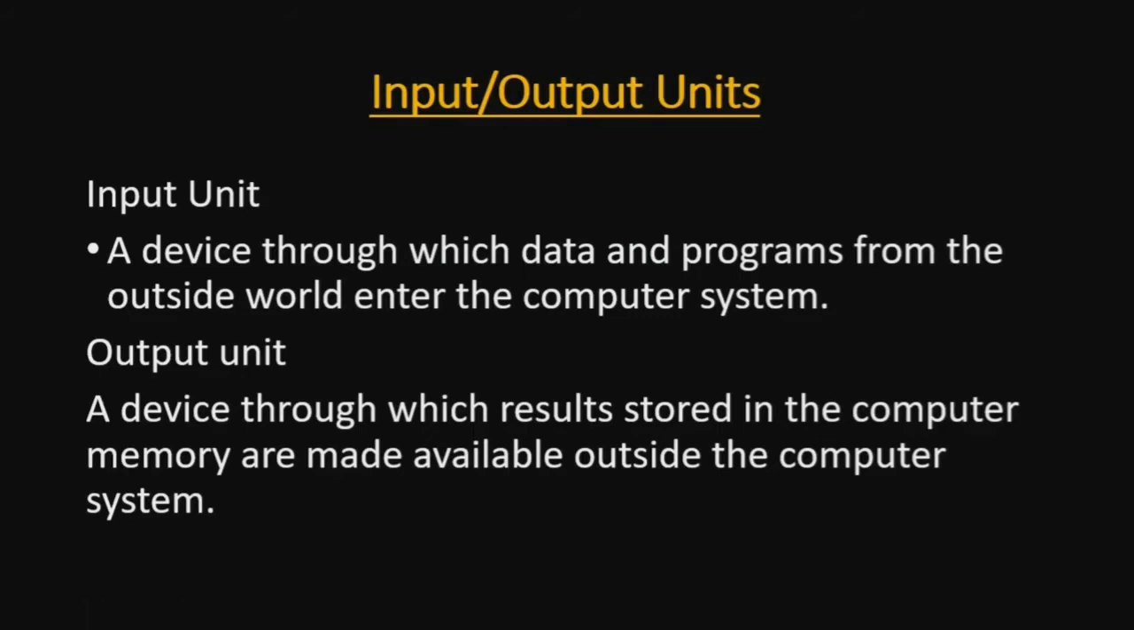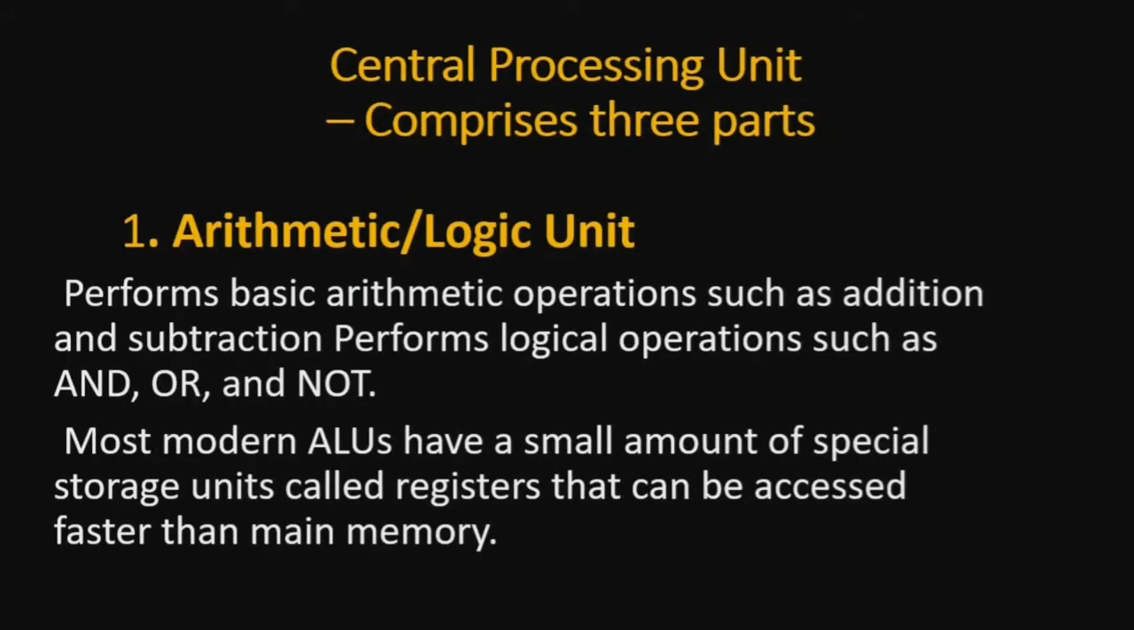So let us see in detail the input and output units. The input unit helps to feed data or the set of instructions required to process a task. The devices which help to feed the information are called input devices. Examples I'll tell you later. Then the next one is the output unit. The output unit helps to give the results to the user.